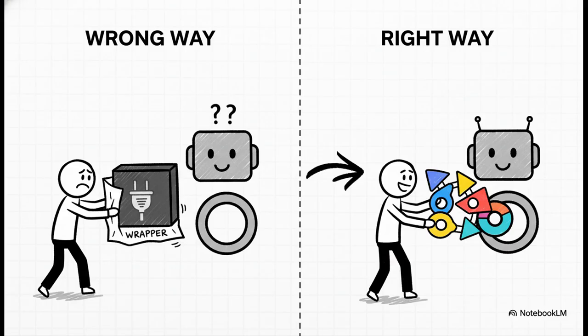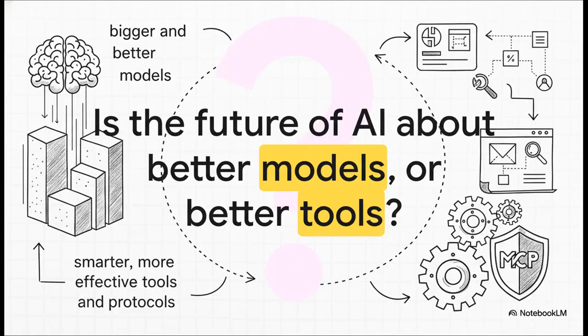You can't just slap a wrapper on your existing APIs and call it a day. That's not going to work. Building great tools for AI requires a totally new way of thinking. You have to design flexible AI-native tools from the ground up, keeping the agent's unique strengths and weaknesses in mind from the very beginning. And this brings us to a final, really interesting question to think about.